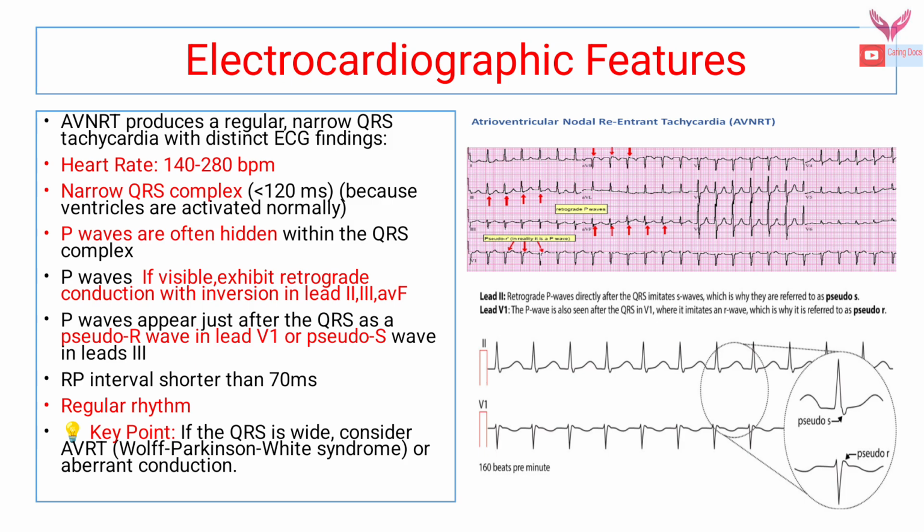P waves appear just after the QRS as a pseudo R wave in lead V1 or pseudo S wave in lead 3. The RP interval is shorter than 70 milliseconds. The key point is if the QRS is wide, consider AVRT because the patient may have Wolff-Parkinson-White syndrome or aberrant conduction.